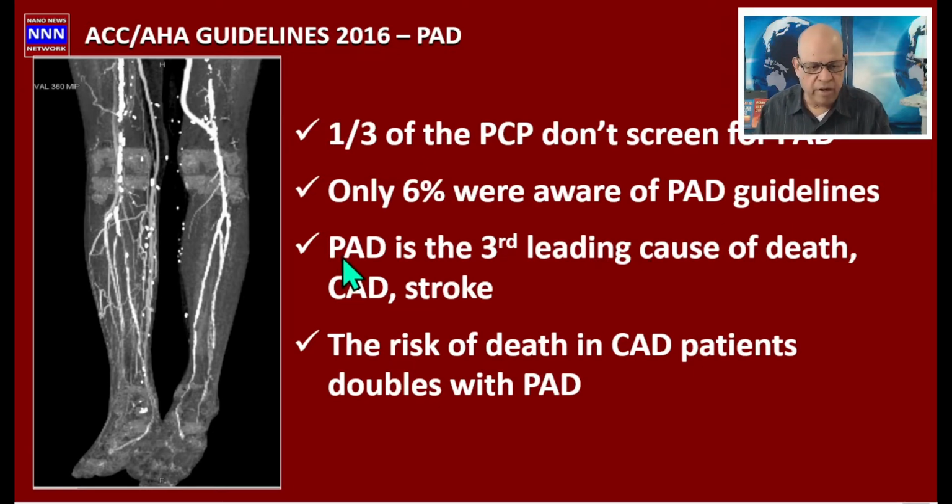As a matter of fact, peripheral arterial disease is the third leading cause of death after coronary artery disease and stroke. So that should underscore, if we are spending so much time, money, effort, and resources on coronary artery disease and prevention of stroke, we should be focusing on peripheral arterial disease equally well, because it is the number 3 cause of death in patients over the age of 40 or 60 years. The risk of cardiovascular death is double in patients with peripheral arterial disease compared to those who do not have peripheral arterial disease.